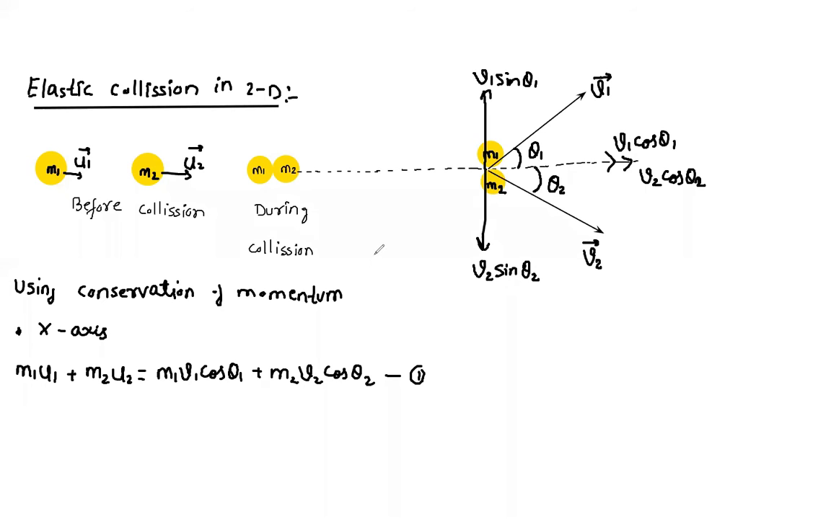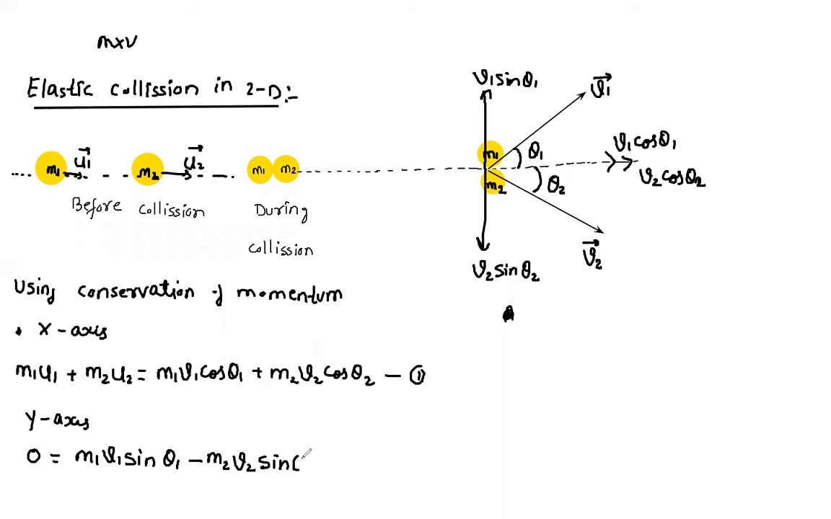Similarly, you can apply conservation of momentum along y-axis. See, there is no component of velocity along y-axis. So initial momentum along y-axis is 0. After collision, this is m1 v1 sin θ1. And if I'm taking this upwards direction as positive, then the downwards would be negative. This will be m2 v2 sin θ2. This is equation number 2. So this is the conservation of momentum along x as well as y axis.